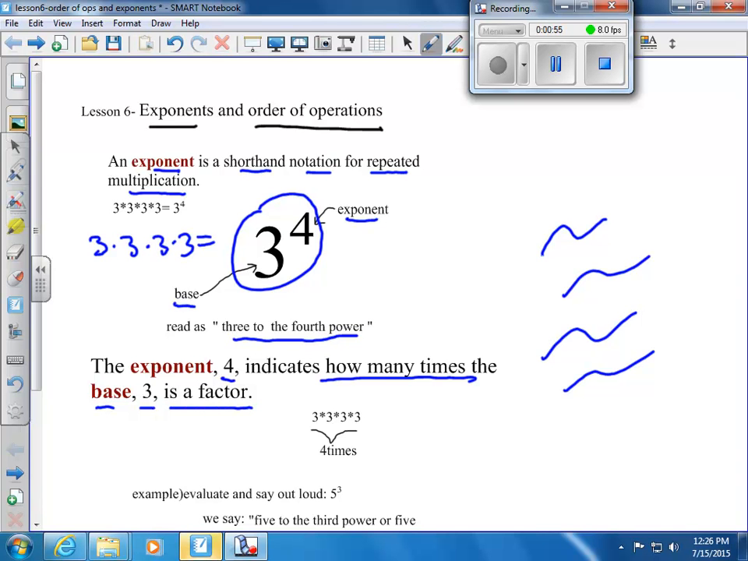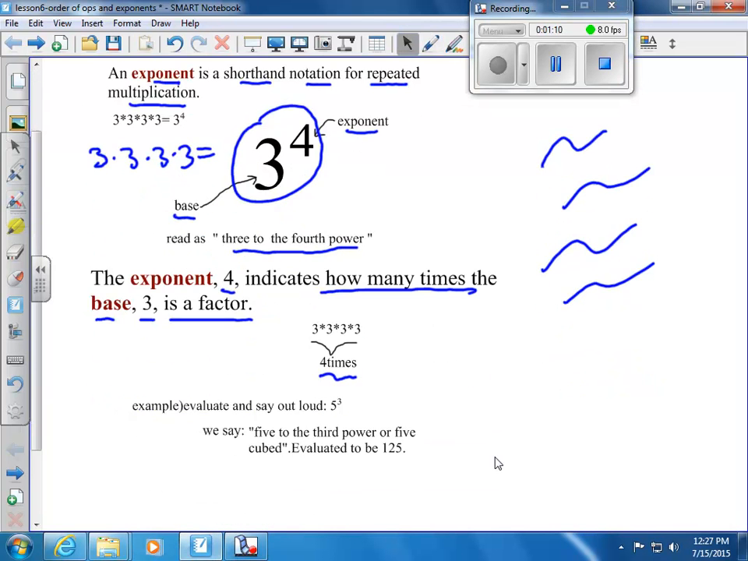So, when we say 3 times 3 times 3 times 3, I like to think of it as 3 times itself. That repetition occurred 4 times, right? So then you can say 3 to the 4th power. Evaluate and say out loud, let's try this together, 5 to the 3rd, right? We can say 5 to the 3rd power, or we can say 5 cubed.